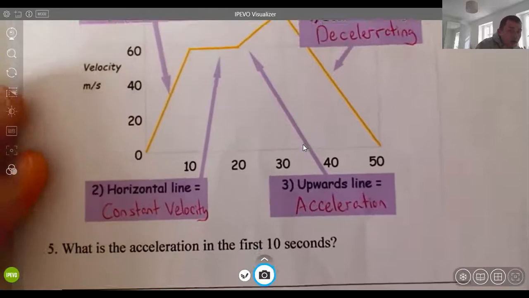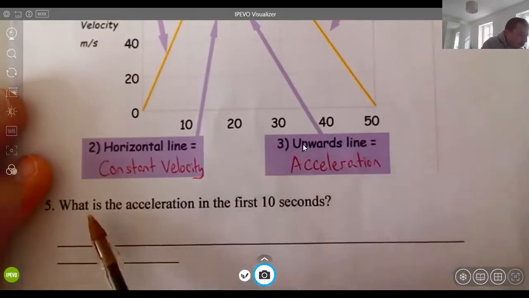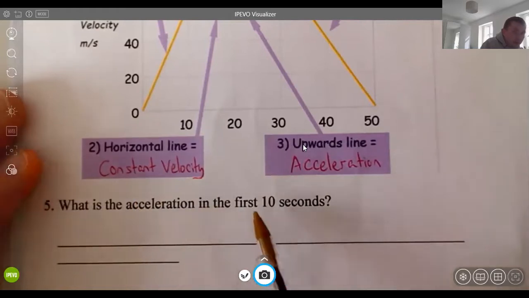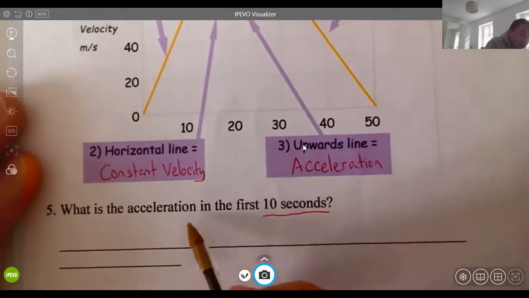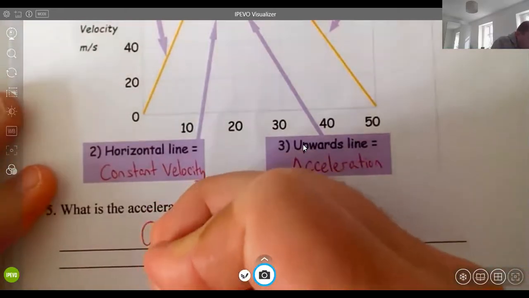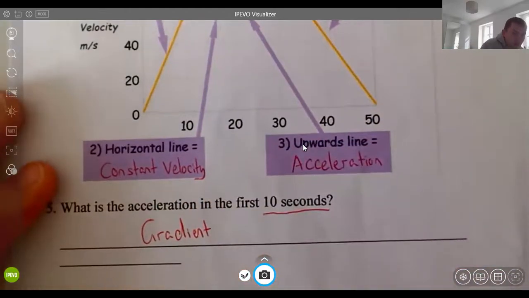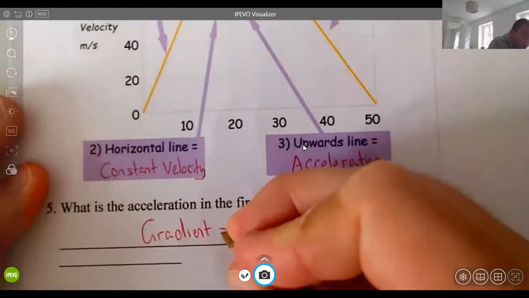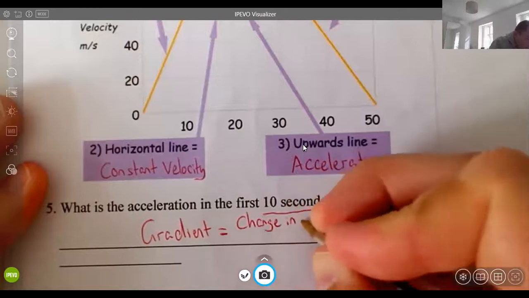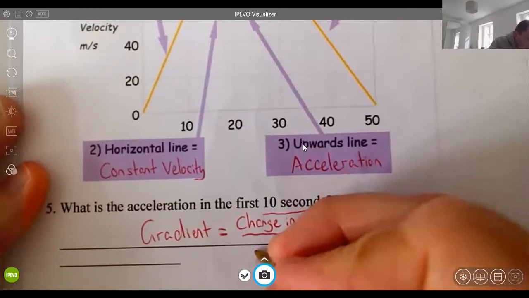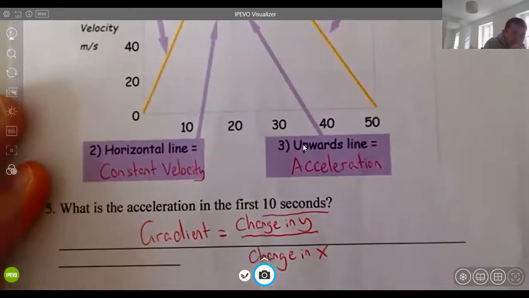And the final bit of new knowledge before we have a little break and embed this is actually calculating the acceleration in the first 10 seconds. Now, remember, acceleration is equal to the gradient. Now, if you remember back to Aaron's topic, to calculate the gradient, we do the change in y divided by the change in x.